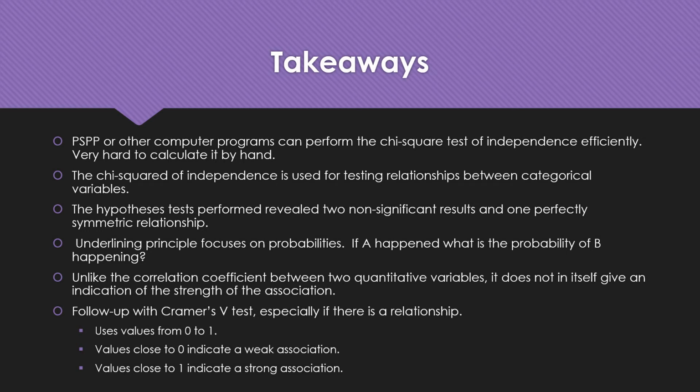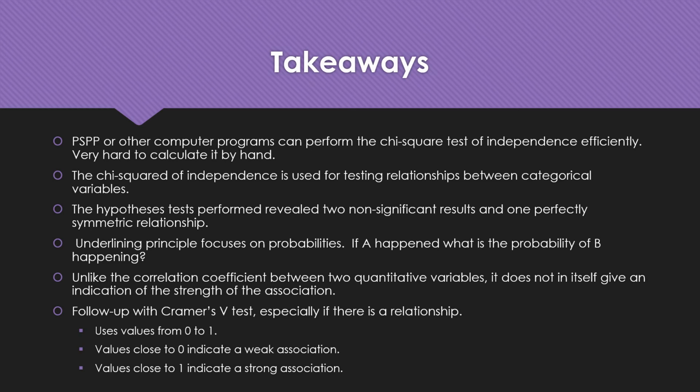Unlike the correlation coefficient between 2 quantitative variables, it does not in itself give an indication of the strength of the association. What does this mean? Well, if you want to know the strength, you have to proceed with conducting the Cramer's V test. And you should always conduct a follow-up with the Cramer's V test, especially if there is a relationship that emerged from the test.